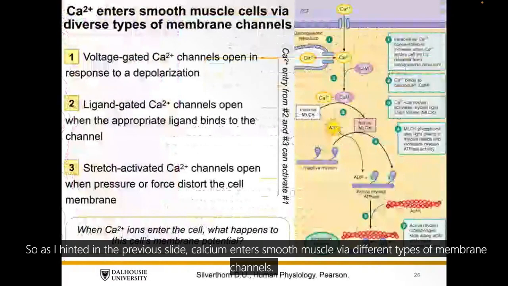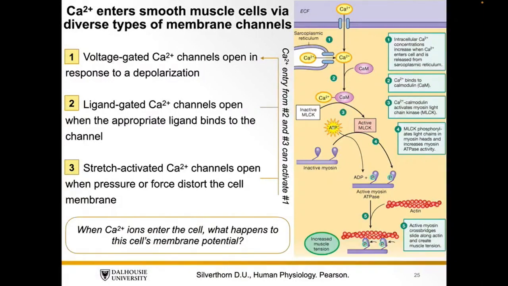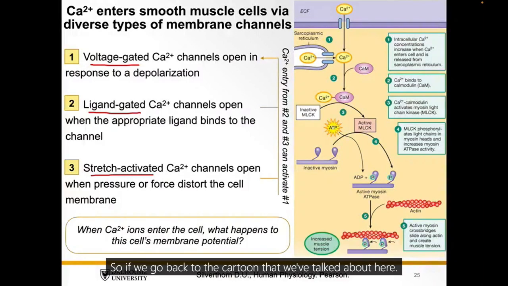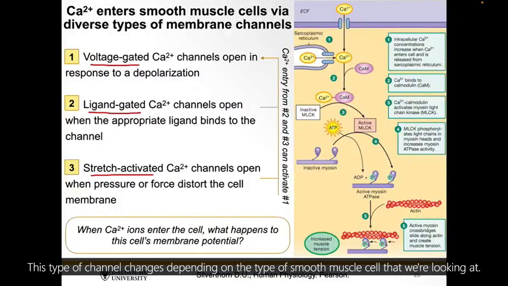So as I hinted in the previous slide, calcium enters smooth muscle via different types of membrane channels. Some of them are voltage-gated, some of them are ligand-gated, and some of them are stretch activated. So if we go back to the cartoon that we've talked about here, we're talking about this channel. So that's the channel on the plasma membrane of the smooth muscle. This type of channel changes depending on the type of smooth muscle cell that we're looking at.